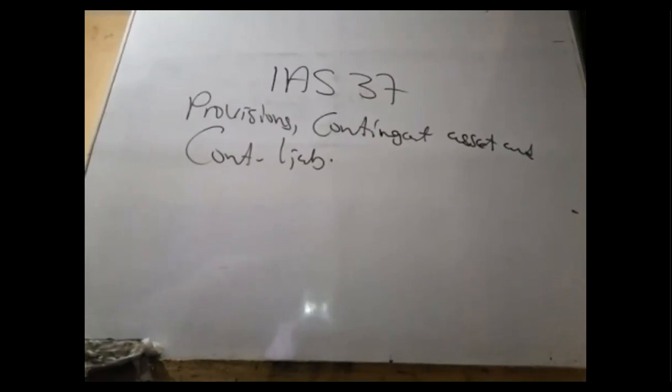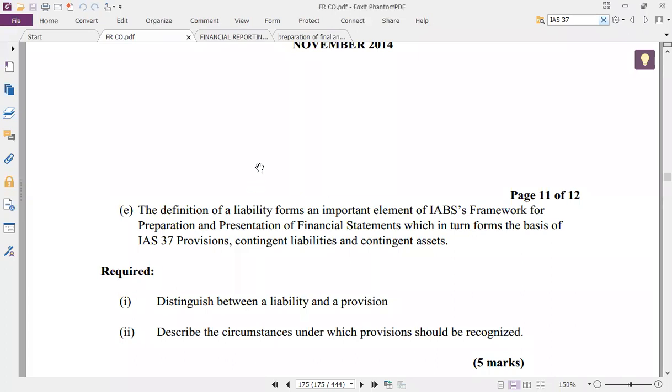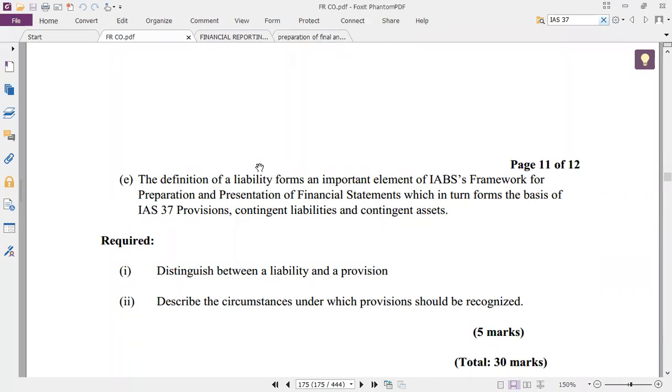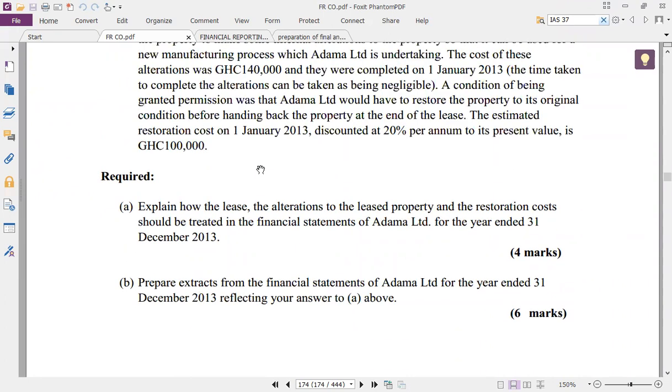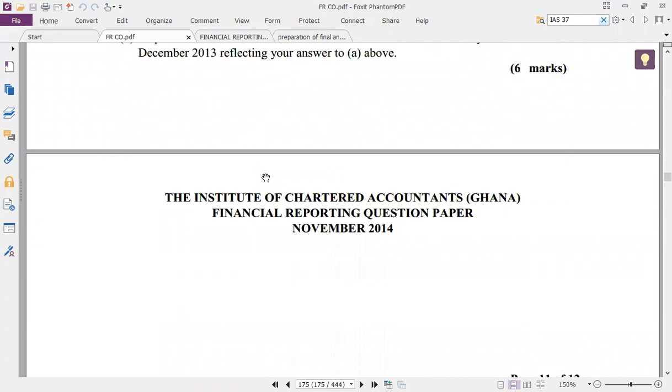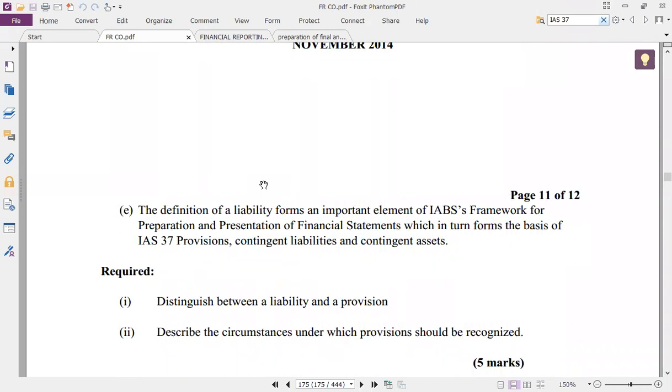So let's see where we'll pick our first questions from. Great. First question. Now let's look at this question to just warm up. We are just looking at the E here.